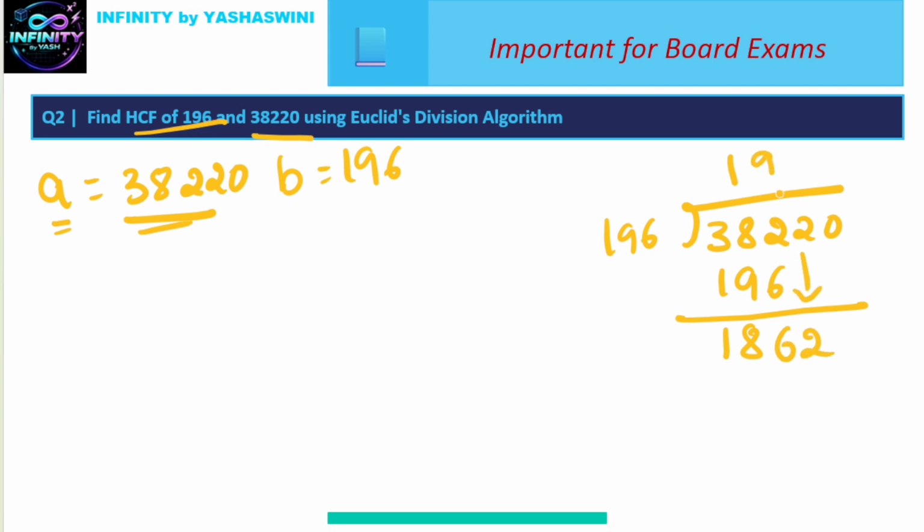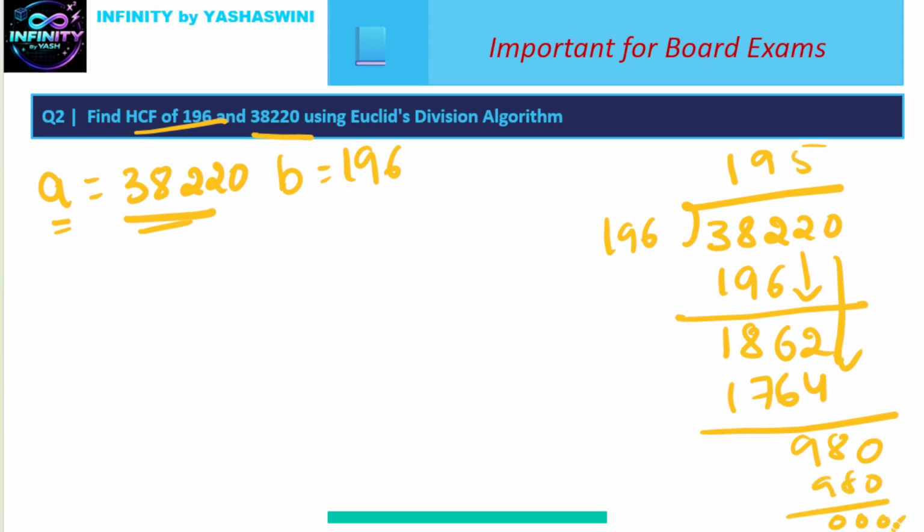Now 196 × 9 is 1764 and the remainder is 98. Bring 0 down. Now 196 × 5 is 980. So you got the 0.